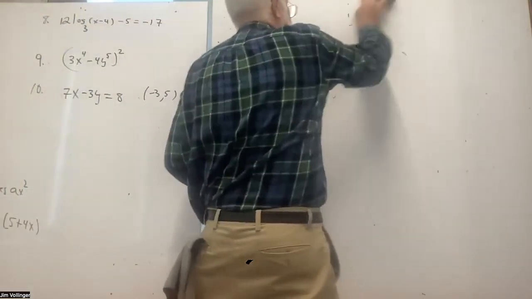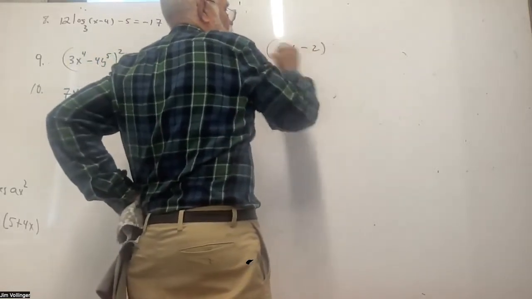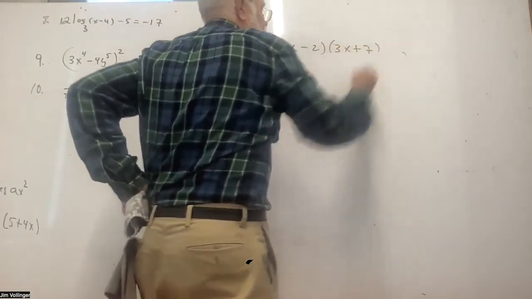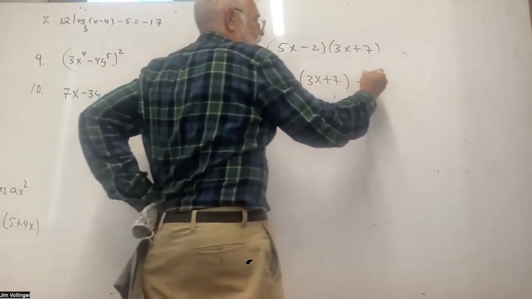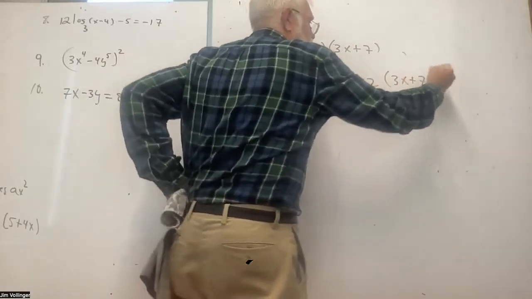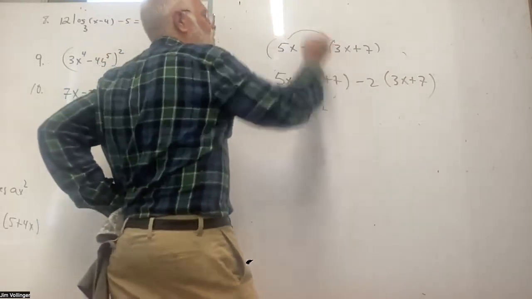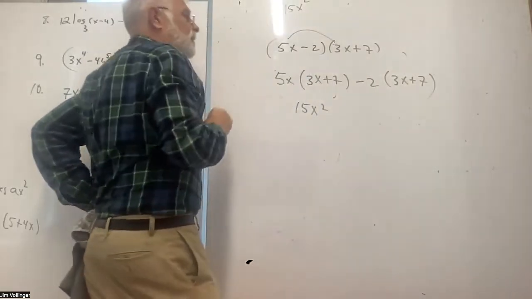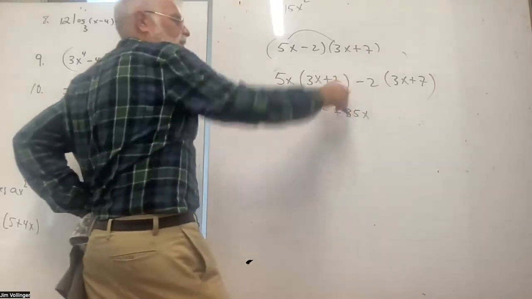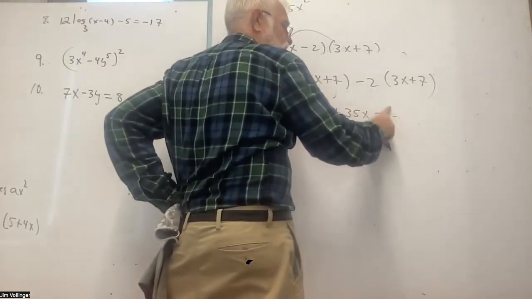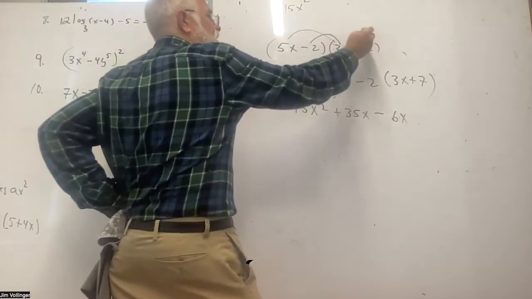Third, just multiplying a couple of binomials. We're looking at stuff like 5x minus 2 times 3x plus 7. In class, we said that's the same thing as 5x times 3x plus 7, minus 2 times 3x plus 7. What does that become? It becomes 15x squared. We want to get to the point where we just see 15x squared right there. Then we've got 5x times 7, which is 35x. Over here, we've got minus 2 times 3x, which is minus 6x.